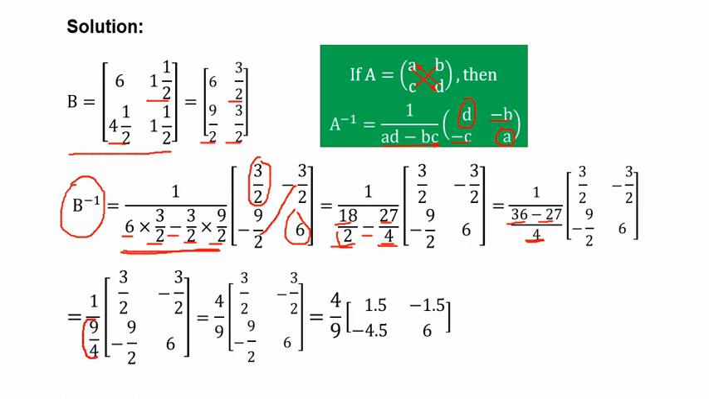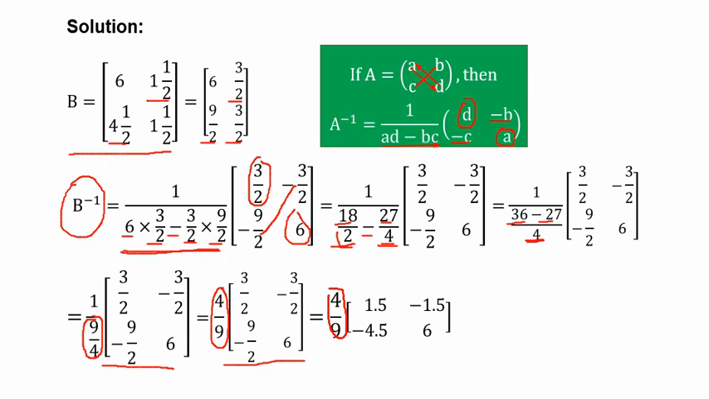So this is 1 over the determinant, where 1 is the numerator and 9 over 4 is the denominator. This matrix will not change again. So if you divide 1 by 9 over 4, it becomes 4 over 9. This matrix remains the same. So you have 4 over 9.